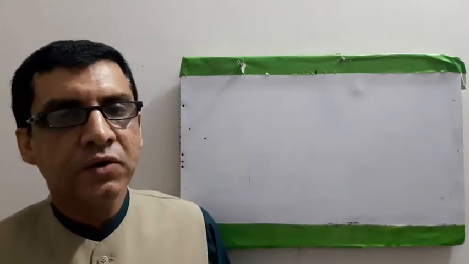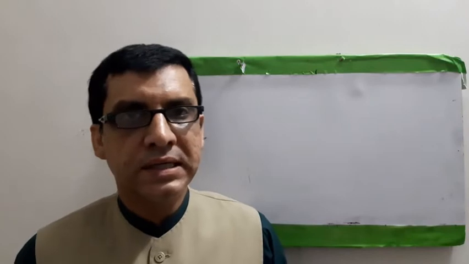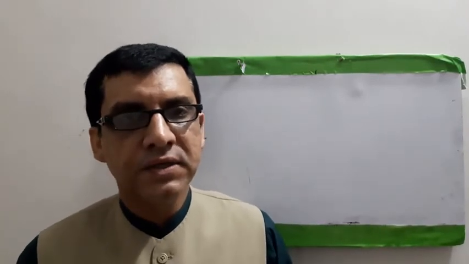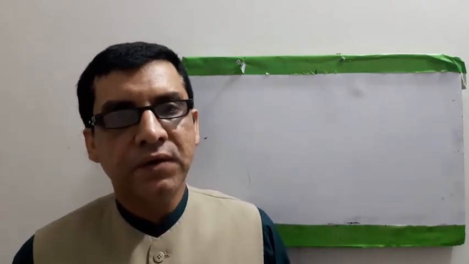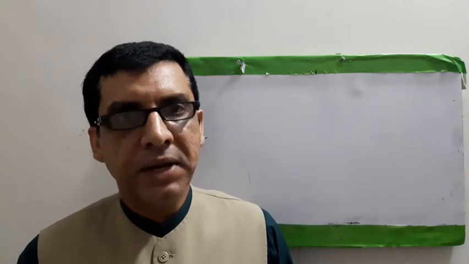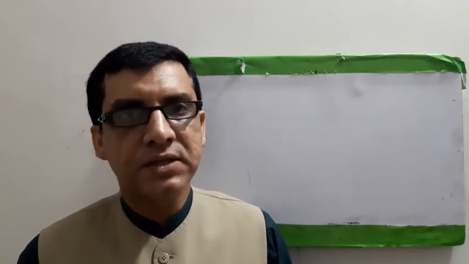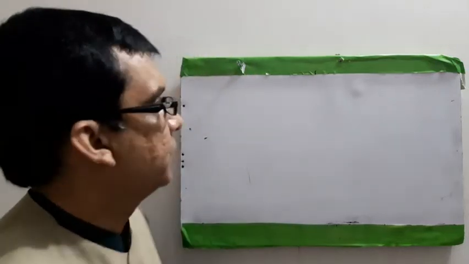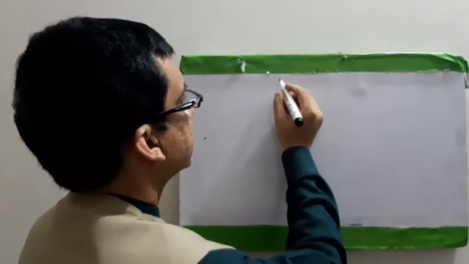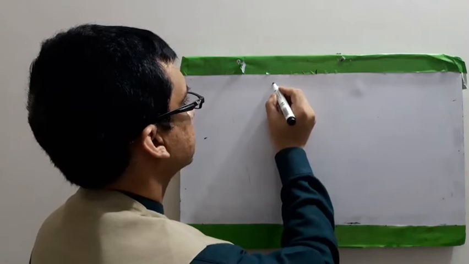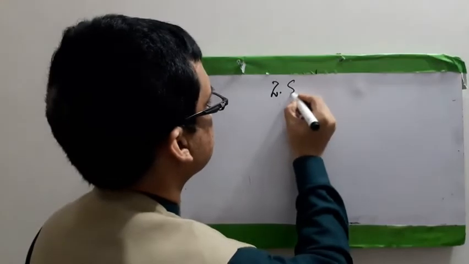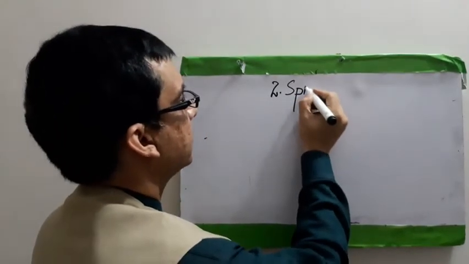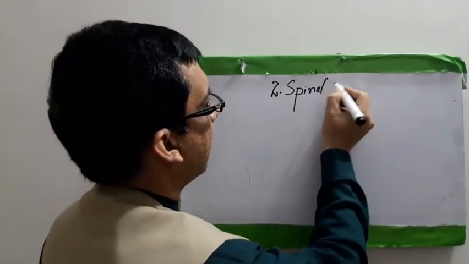So today we are going to start the next part of the central nervous system, and that is the spinal cord. In the previous lecture we studied the brain, that was the first part of the central nervous system. So for today that is the spinal cord, the second part of the central nervous system.